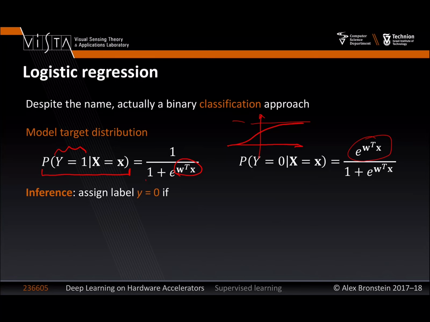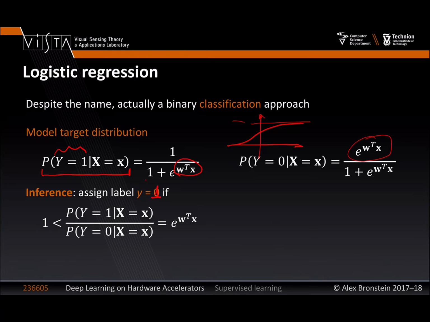So, and here we have a bug in the slide. At inference time, I'm going to assign the label y equals 1 if, so you tell me if, what, so I have two probabilities. I'm given the data x, I have the probability of label being 1 and the probability of label being 0. If this probability is bigger, I'm going to assign label 1. If this probability is bigger, I'm going to assign label 0. It's called maximum likelihood.